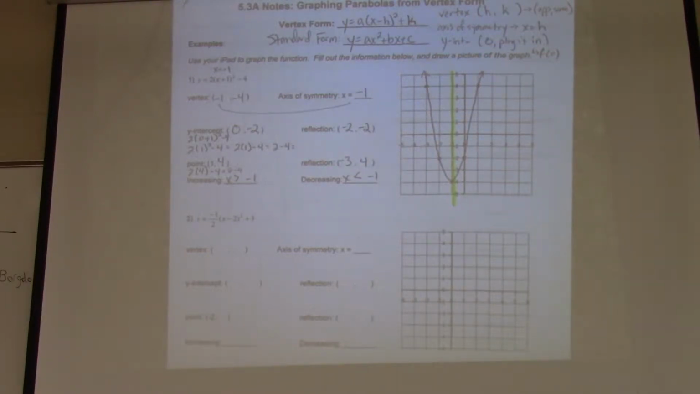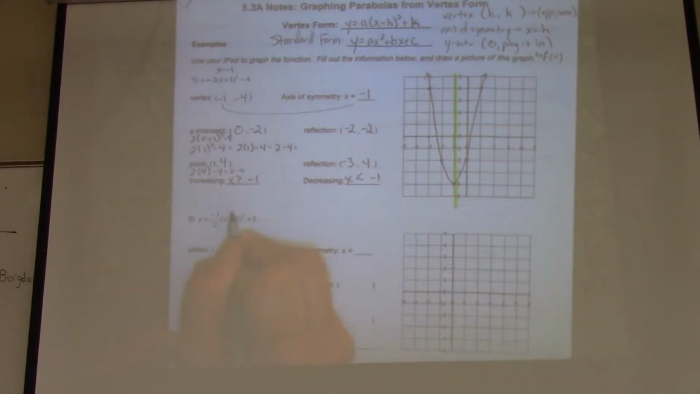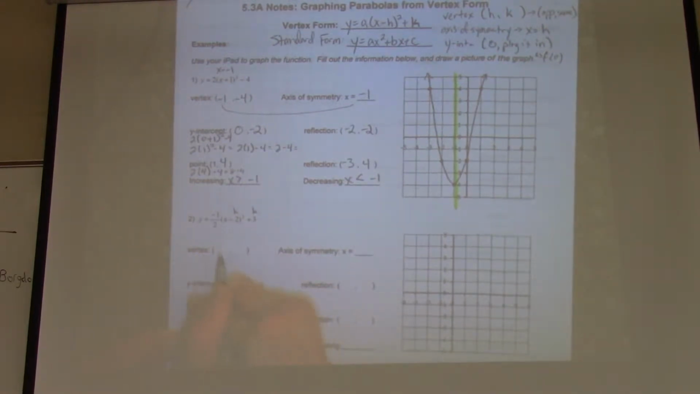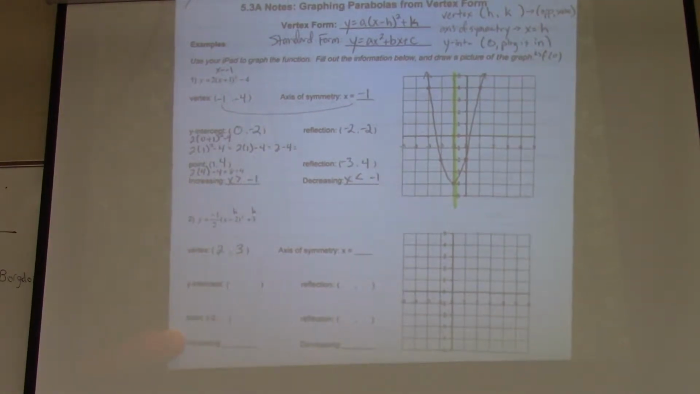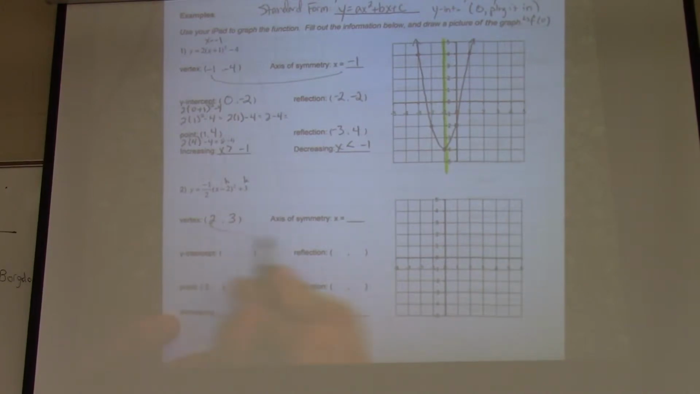Alright, so let's take a look. First things first, this is H, this is K, it's opposite same, so I should have got 2, 3. Now, what do I do with that? Again, this is always that, and it's that way in both forms.